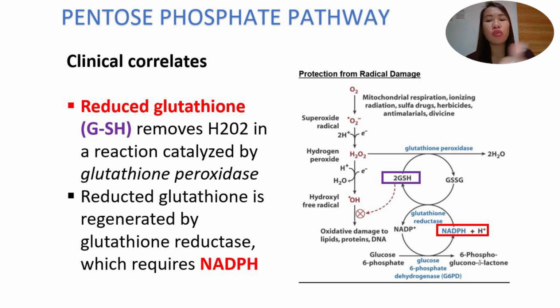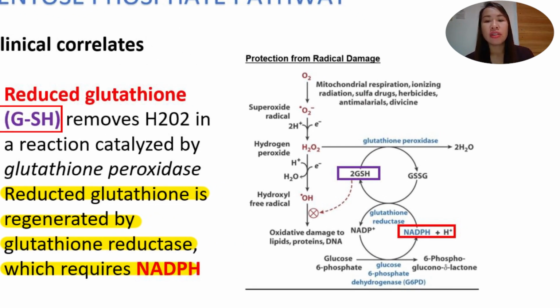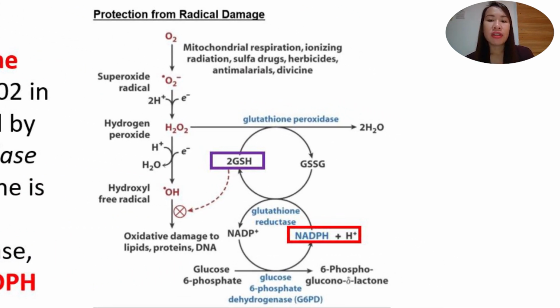Now, it's too wordy yung pinag-explain natin earlier, and we'd like to correlate this clinically by showing you this picture. So, reduced glutathione, or GSH. So, here we see the reduced glutathione. So, it removes hydrogen peroxide, H2O2, in a reaction catalyzed by glutathione peroxidase. So, reduced glutathione is regenerated by glutathione reductase, which requires NADPH. So, as we can see here, protection from radical damage.